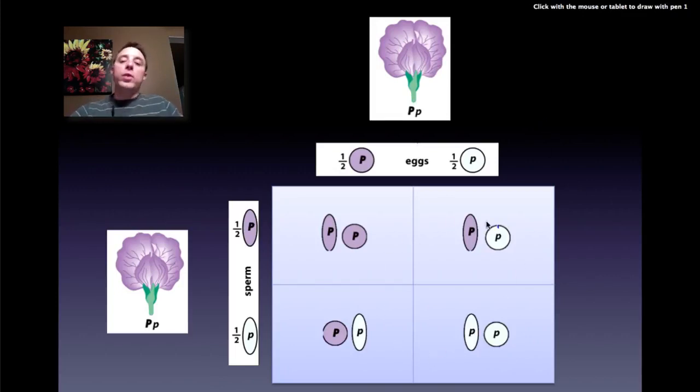Okay, so we have the genotypes worked out, but what will the phenotypes be? What will each of these flowers look like? A lot of times that's a little bit more important. You know, what is the organism going to look like?